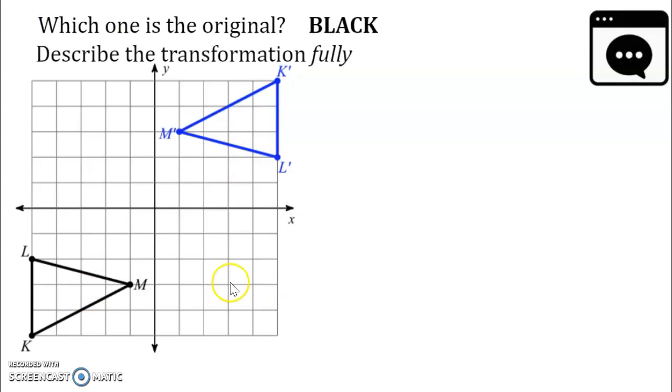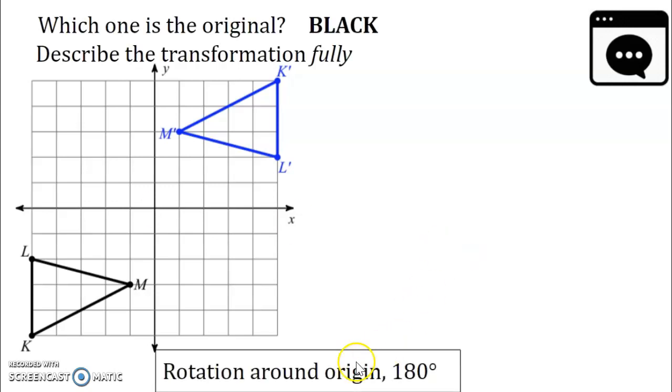Describe the transformation fully. Well, is it reflection, translation, or rotation? That's right, it's rotation around the origin of 180 degrees. If you're not really sure, you can always trace it and try to rotate it and make sure that it matches up exactly. Remember, it needs to match up exactly.